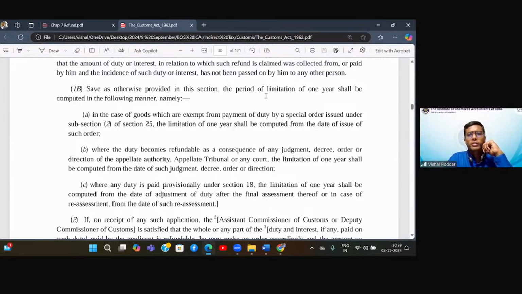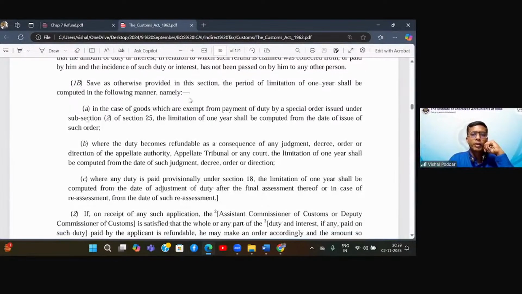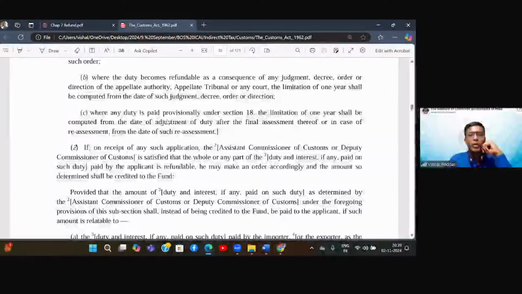Save as otherwise provided in this section, the period of limitation of 1 year shall be computed. So this is the relevant date. That is the date from which 1 year will be computed. One, in case where the goods are exempted by a special order, it will be the date of issue of the order. Where duty becomes refundable because of any judgment or decree, it shall be the date of such judgment or decree. Where any duty is provisionally assessed under section 18 and later on final assessment is made, the relevant period of 1 year will be counted from the date of such final assessment or from the date of reassessment if you have applied for reassessment.